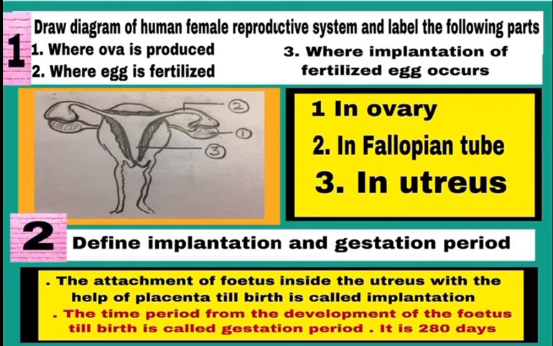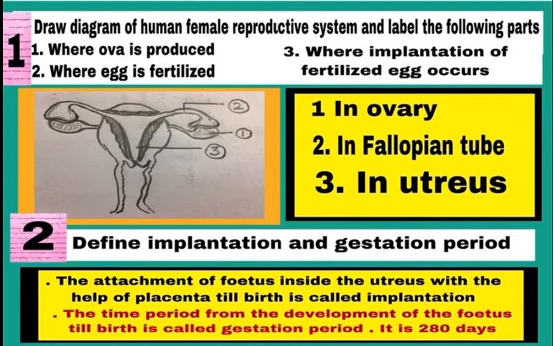Second, where is the egg fertilized? It is number 2 in the diagram. The egg is fertilized in the fallopian tube. Third, where does implantation of the fertilized egg occur? It is number 3 in the diagram. In the uterus, implantation of the fertilized egg takes place. So, the first labeling in the diagram is ovary, second labeling is fallopian tube and third labeling is uterus.